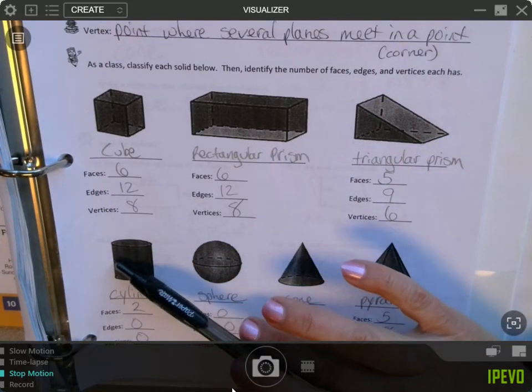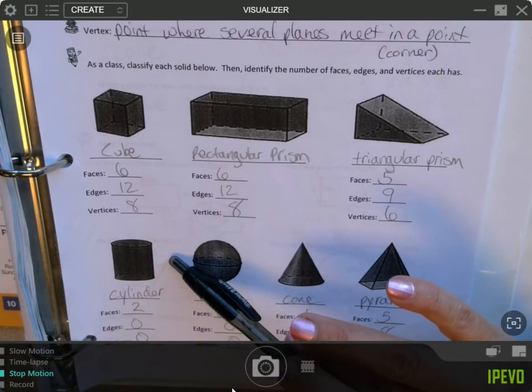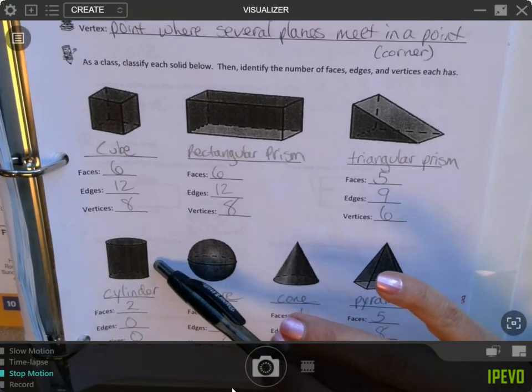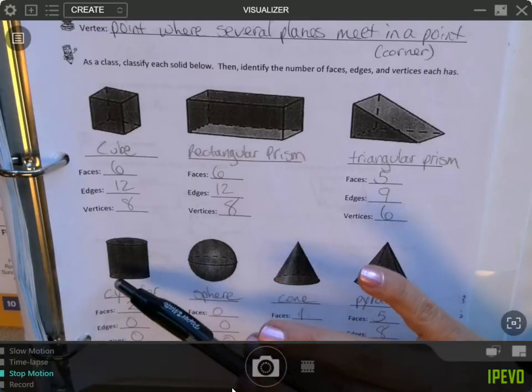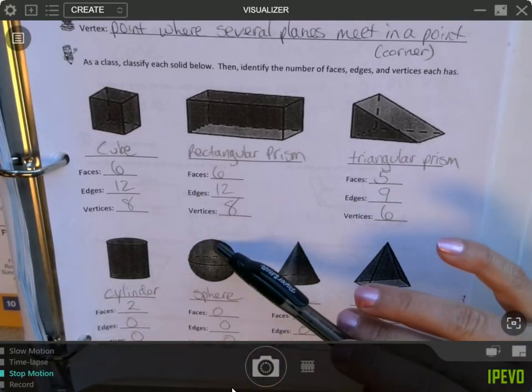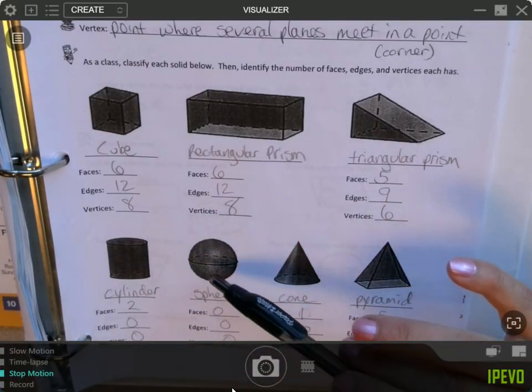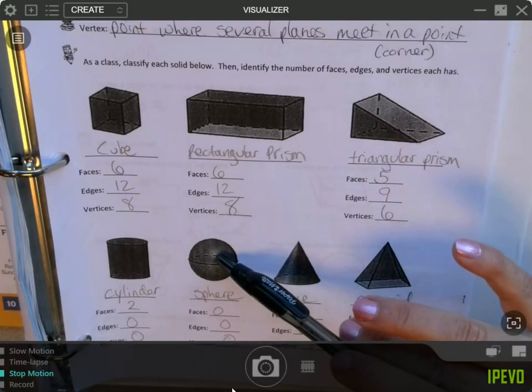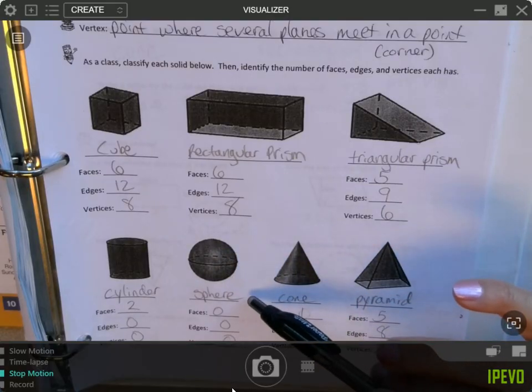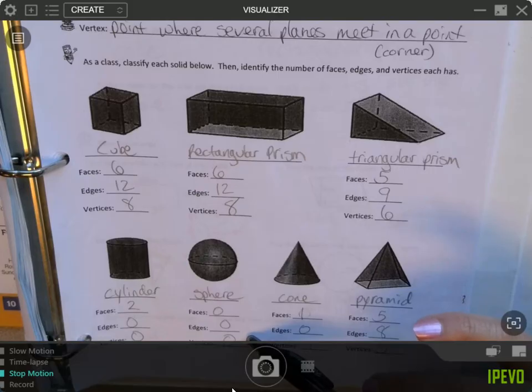Cylinder doesn't have any faces going around it because it's curved. The faces are only the top and bottom. Our sphere has no faces, no flat sides. And because it has no flat sides, it has no edges. And without any edges, we can't have any of those vertices.